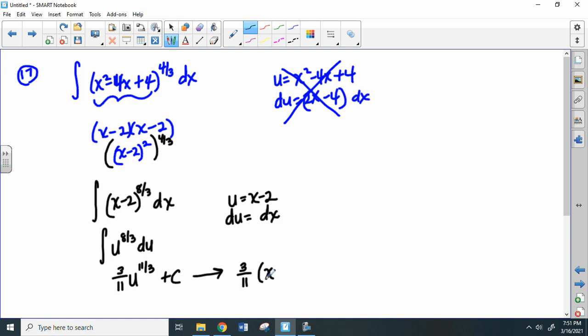And then last but not least, plug u back in. Just make sure it's the u that you actually used in the u substitution, okay? You are not going to be able to change that back into the original trinomial, okay? Sometimes you just can't do it that way. Alrighty.